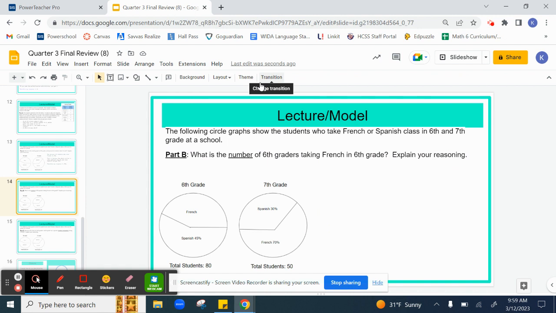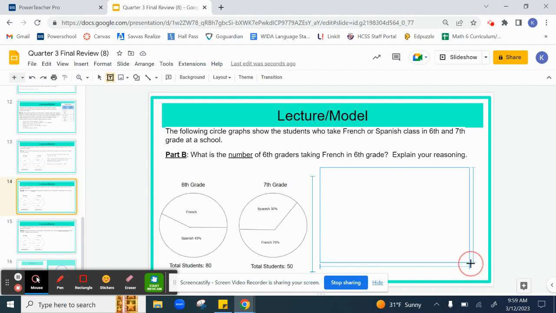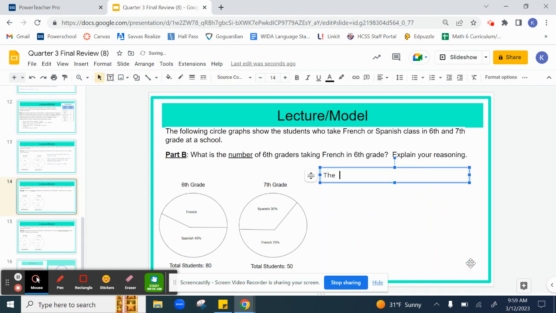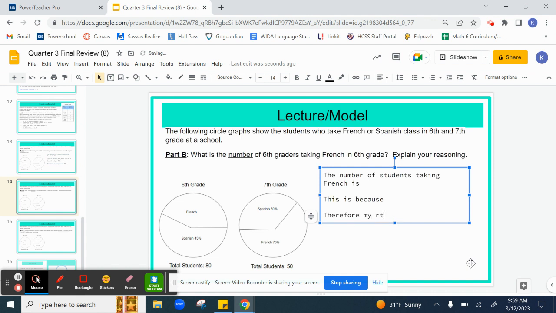The following circle graph shows the students who take Spanish or French. Okay, what is the number of students taking French in 6th grade? Explain your reasoning. Okay, the number of students taking French is, this is because, therefore my response is. All right, let's jump into our this is because.